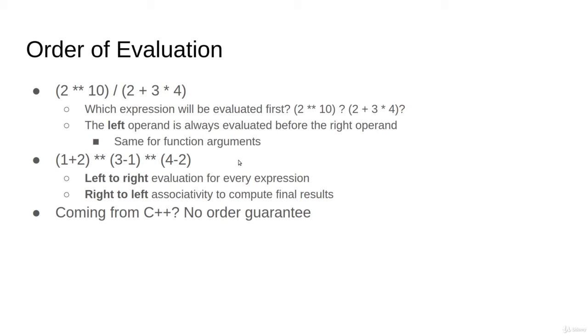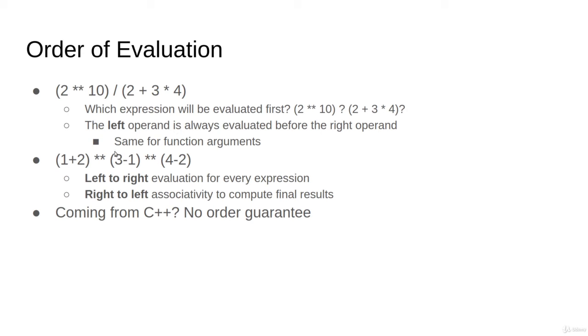A final relevant topic is the order of evaluation. When I say something like 2 to the power 10 divided by 2 plus 3 times 4, we know about the precedence and about the associativity. But which expression will be evaluated first, as an operand, this one overall or this one overall? In Python, we do the evaluation always from left to right. The interpreter is going to do them from left to right. So this expression is going to be evaluated first as an operand, and this one second as an operand.